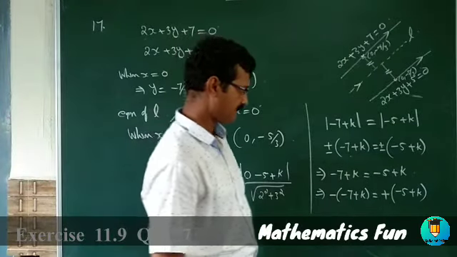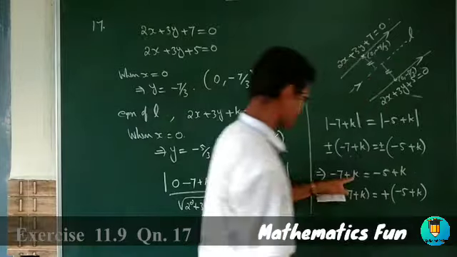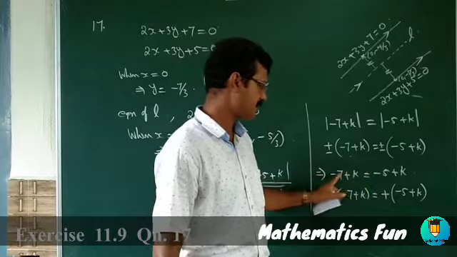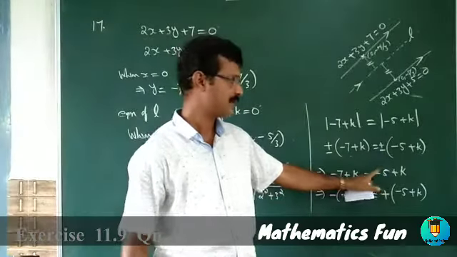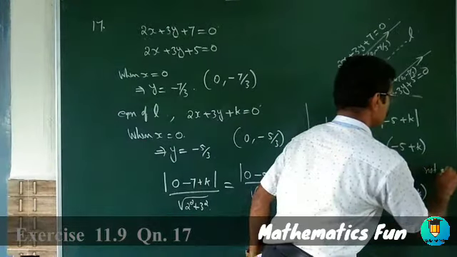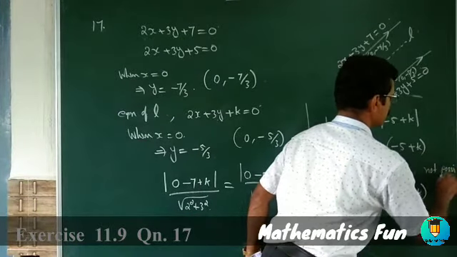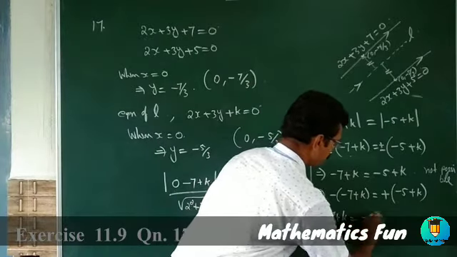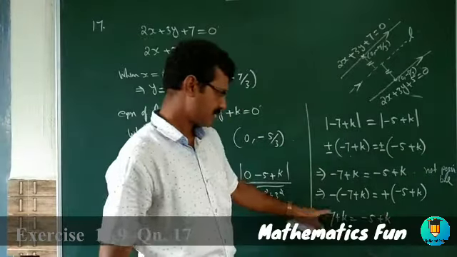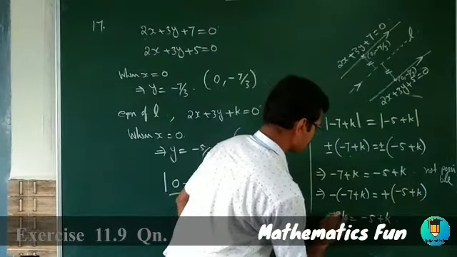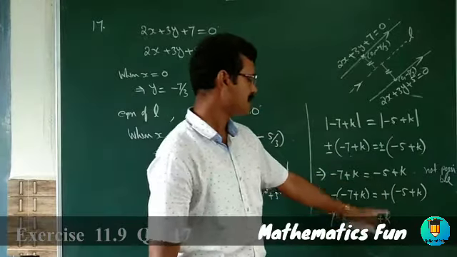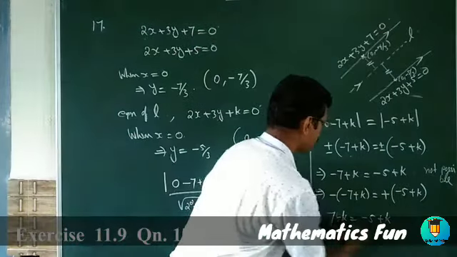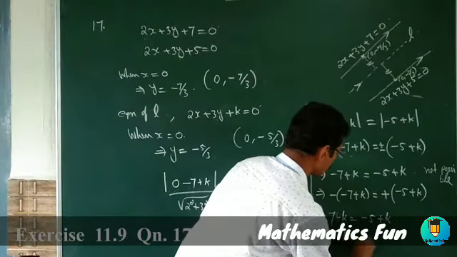In the first case, k gets cancelled and we get minus 7 is equal to minus 5, which is not possible. But in the other case, minus 7 plus k is equal to minus of minus 5 plus k, that is 7 minus k is equal to minus 5 plus k. From this, 2k is equal to 12, so k is equal to 6.